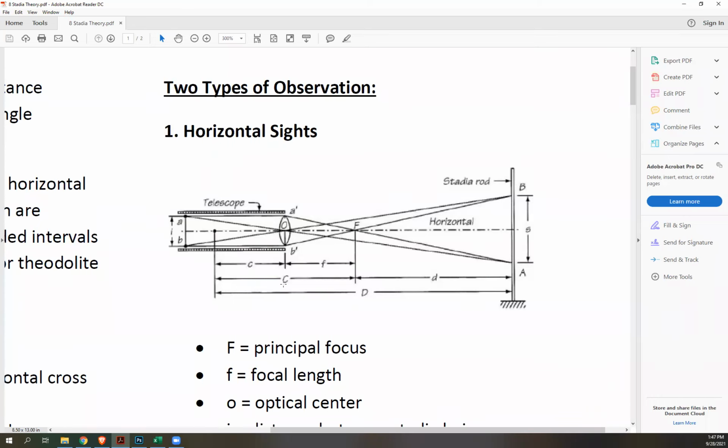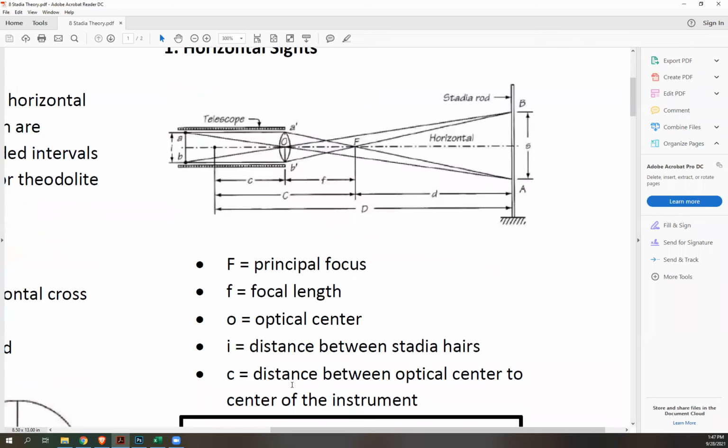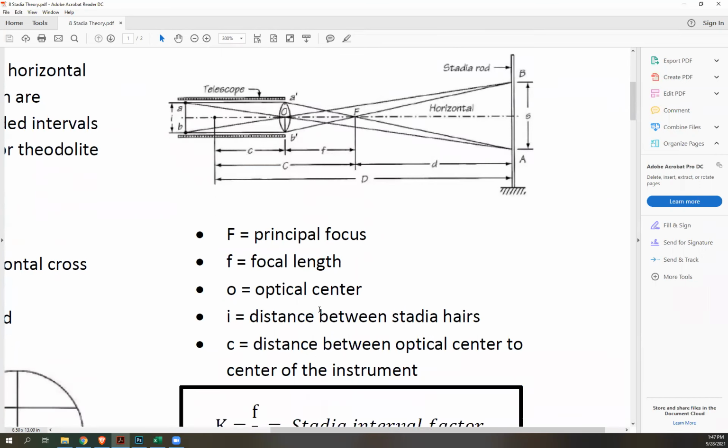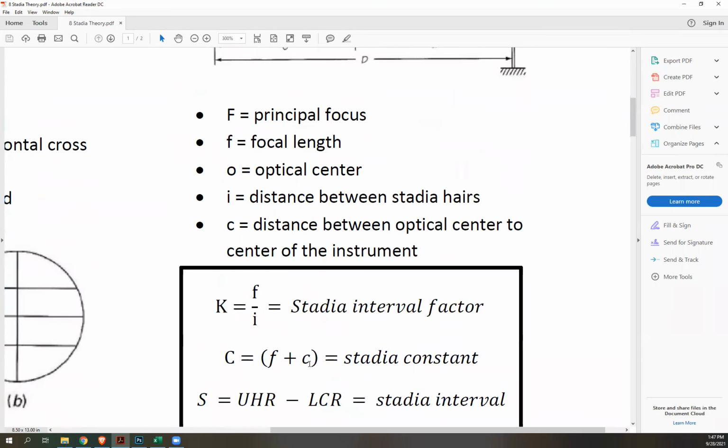From this, you can create an equation for your Stadia constant, which is small c plus small f. Small c is the distance between the optical center and the center of the instrument. This is your optical center, center of instrument, so that's your small c. And then f is the focal length. Remember again from physics, focal length is the distance from the center of the lens to the focus. So the equation is capital C equals f plus c.